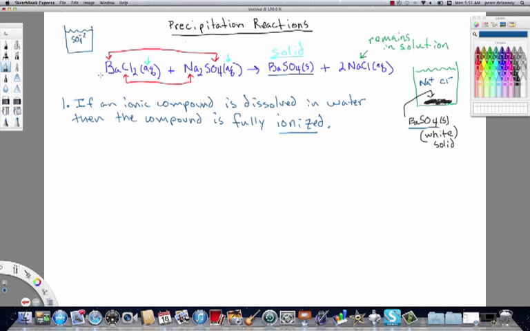So what that means is that the two compounds, the way they're represented here, are not exactly accurate. And in terms of a precipitation equation, what we're going to want to do is rewrite this to show that the compounds are actually ionized. So what I'm going to do first is write what's called the full ionic equation, or the complete ionic equation.